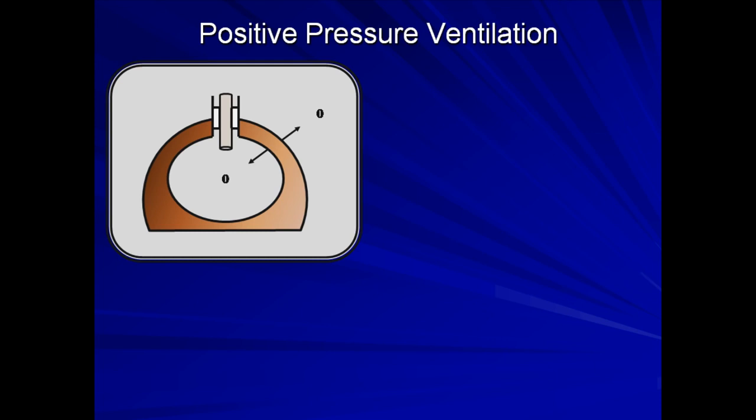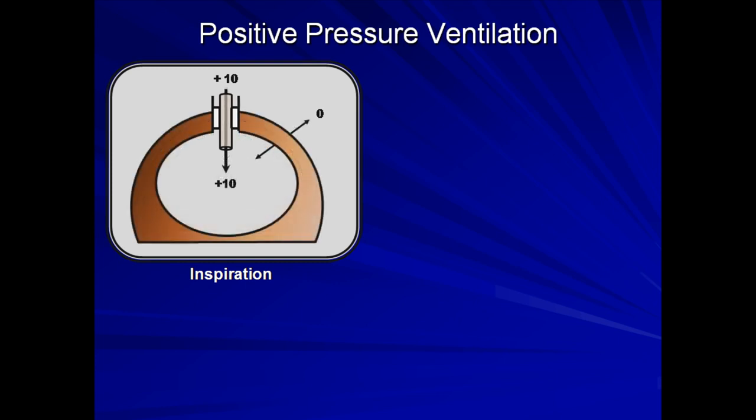With positive pressure ventilation, positive pressure is applied to the air within the endotracheal tube. This pressure gradient drives the flow of air into the lungs, which then expand. Once the intra-alveolar pressure is equalized with the endotracheal tube pressure, airflow stops.